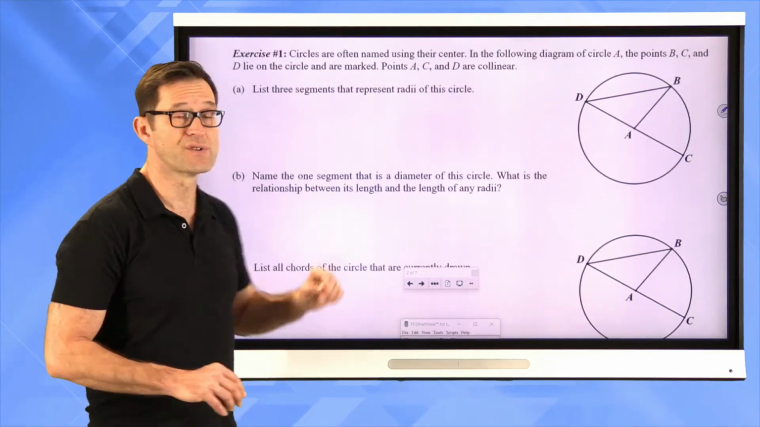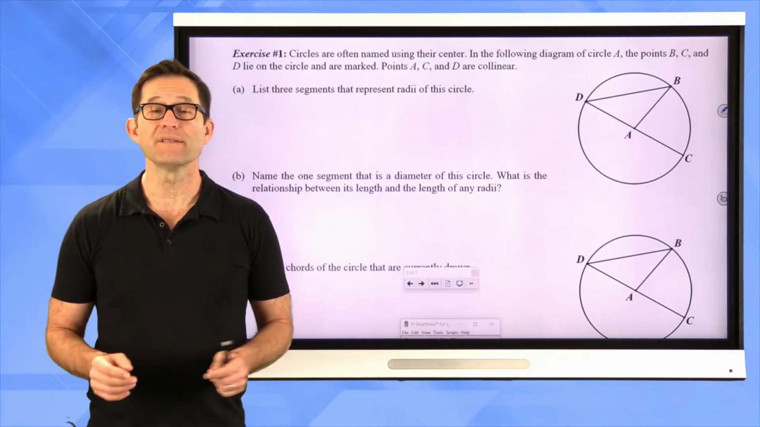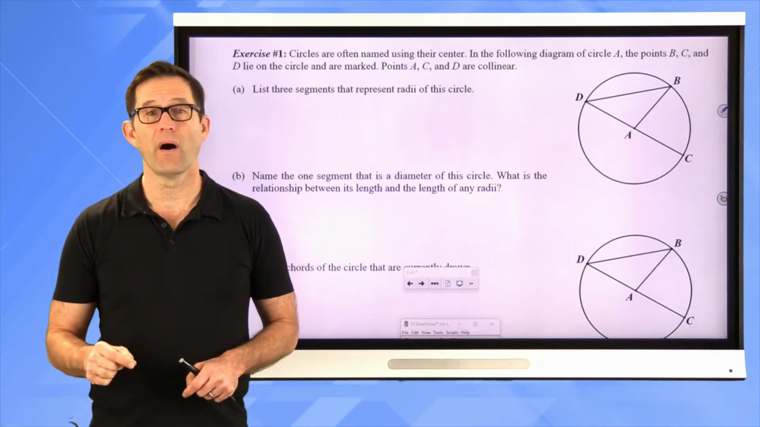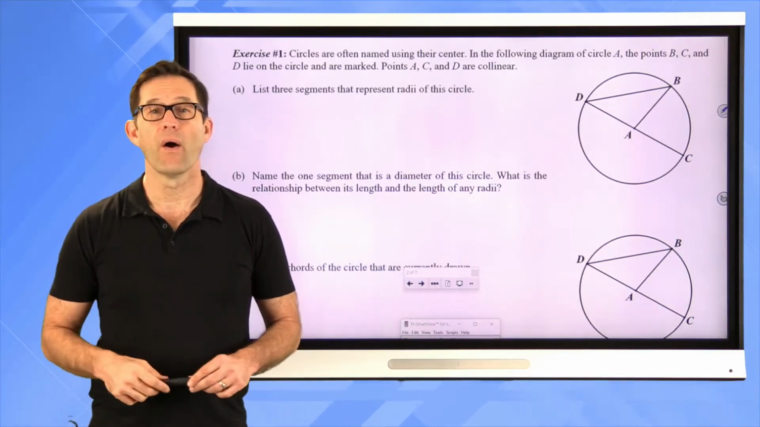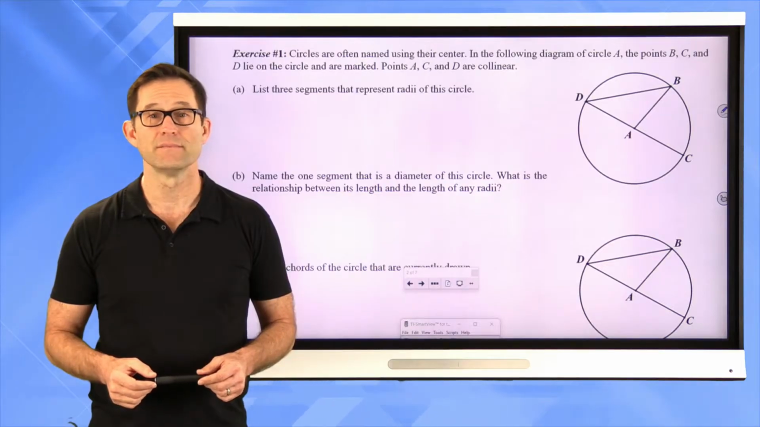So let's take a look at exercise number 1. Circles are often named using their center. In the following diagram of circle A, the points B, C, and D lie on the circle and are marked. Points A, C, and D are collinear. Letter A. List 3 segments that represent radii of this circle. Now remember, a radius is any line segment drawn from the center of the circle to a point on the circle. So pause the video now and list 3 line segments that represent radii of this circle.